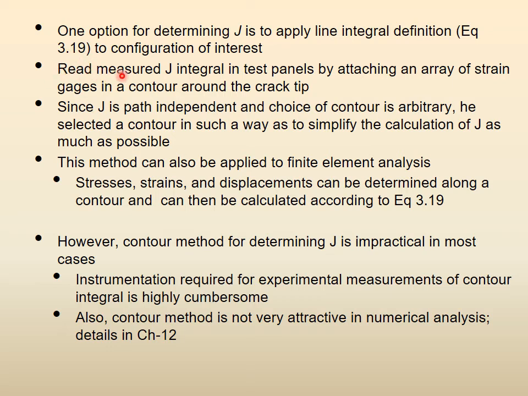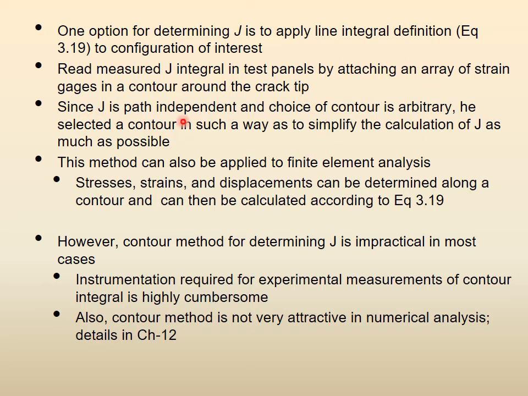Read is a scientist. He measured the J integral in test panels by attaching an array of strain gauges in a contour around the crack tip. Do you understand? There is a crack tip and you are defining any contour. So on this contour, one strain gauge, 2, 3, 4, 5. So he made lots of strain gauges around a contour. Remember that J integral is around any contour, right?